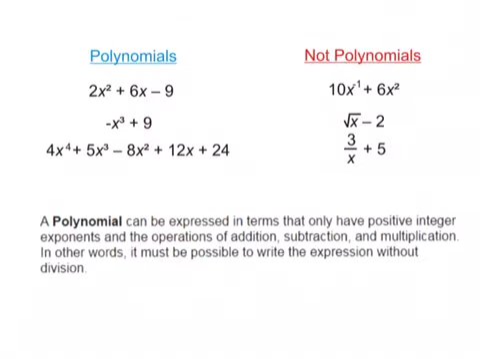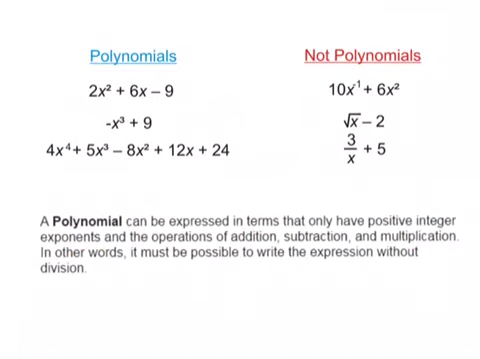Like I said at the beginning of the video, I was going to show this definition here again, and if you want to write this definition down, you can, or if you just want to reread it and be aware of what it's saying. So again, a polynomial can be expressed in terms that we add or subtract, and multiplication can be used as well. They only have positive integer exponents. The exponents can only be positive and whole numbers. And again, we cannot write the expression with division.